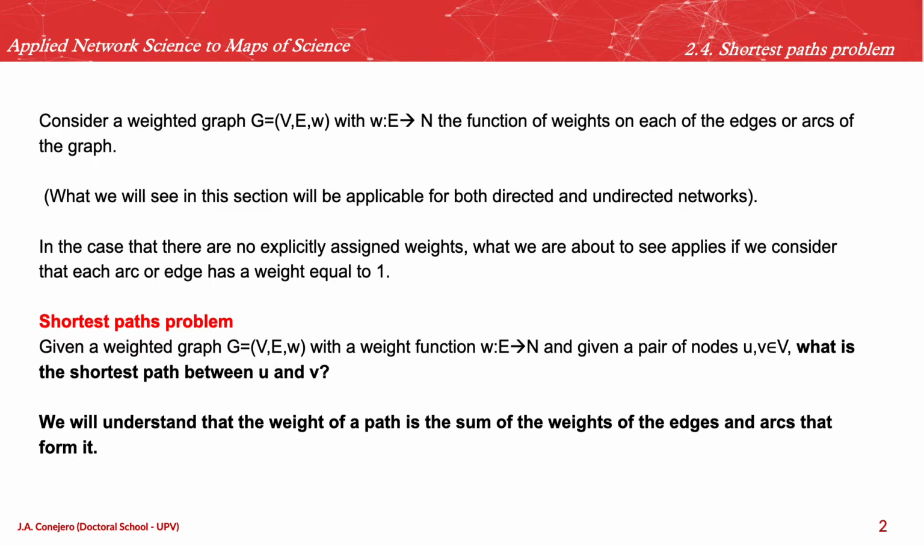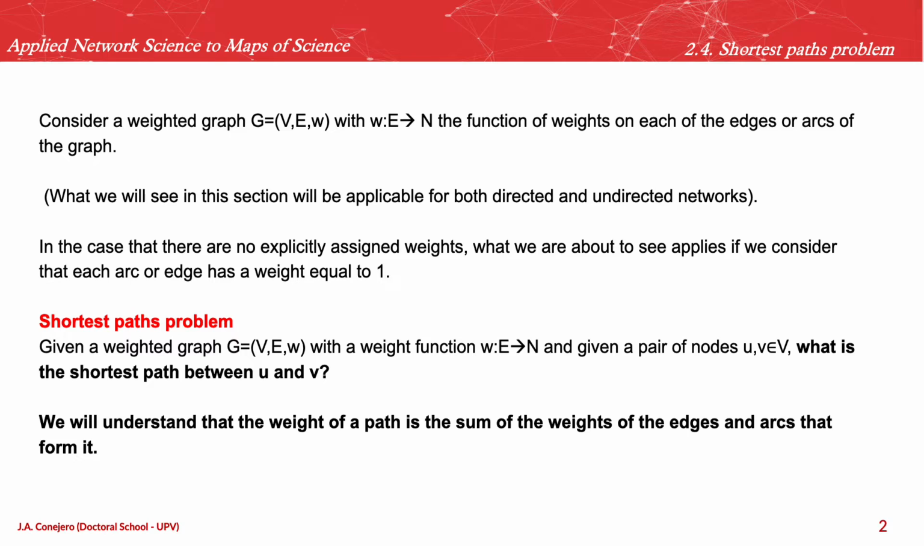So first of all, as in previous videos, we are going to introduce some notation. We are going to consider a weighted graph G with three elements: the set of nodes, the set of edges, and the function of weights. This function assigns to each edge or arc a weight that will usually be a natural number. Whatever we are going to see in this section applies to either directed or undirected graphs. If there is no explicit weight assigned to some edge or arc, what we are going to see can still be applied if we consider that in these cases the weights are 1.